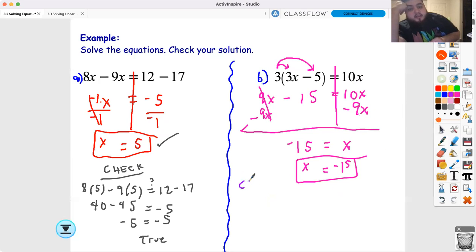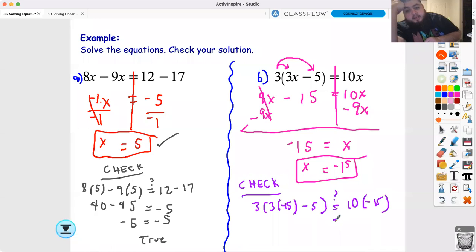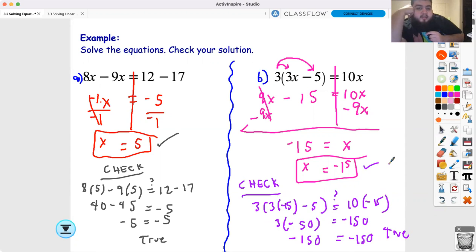And now we just have to check. So then we get 3 parentheses -15 minus 5 equals 10 times -15, question mark, equals -150 on the right side. 3 times -15 is -45. -45 minus 5 is -50. 3 times -50 is -150, which equals the same thing here, which is true. So this is the correct solution.